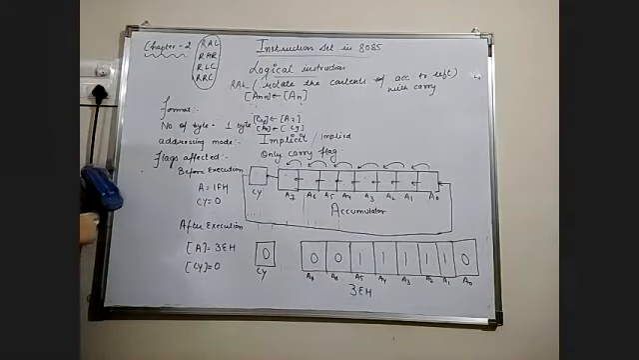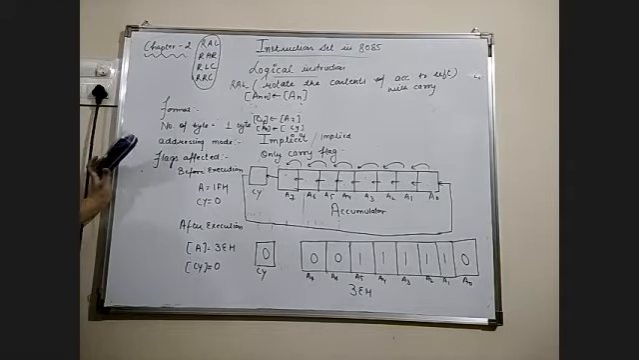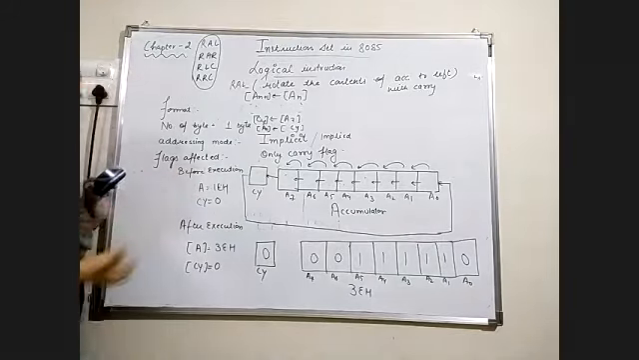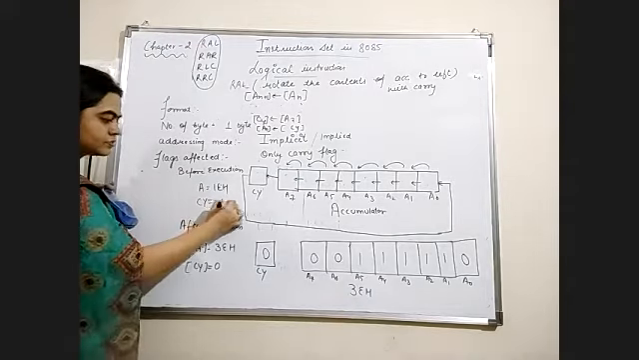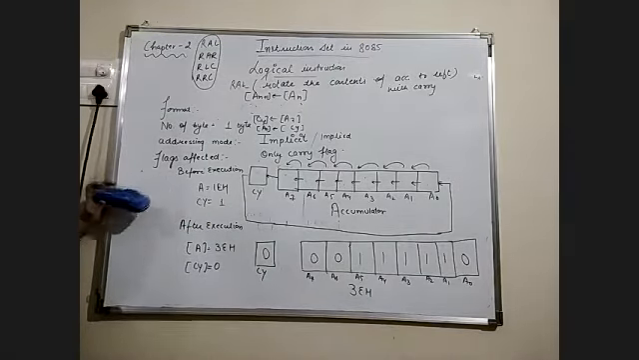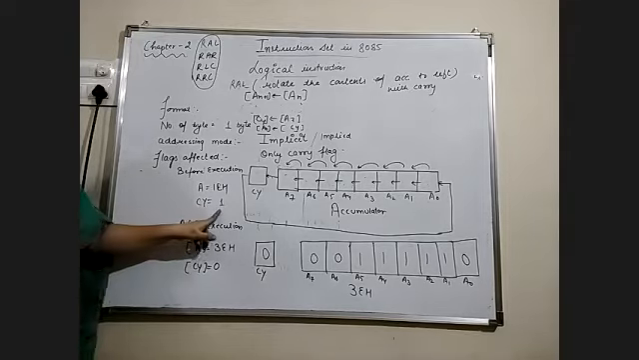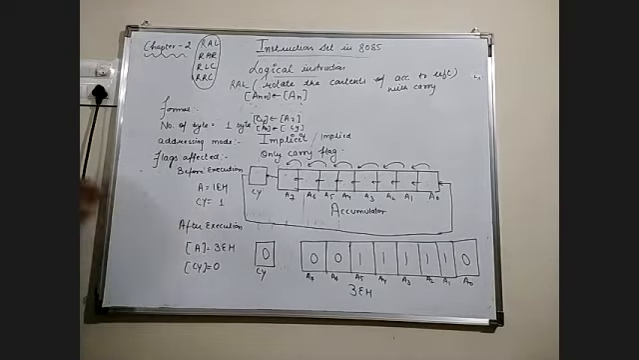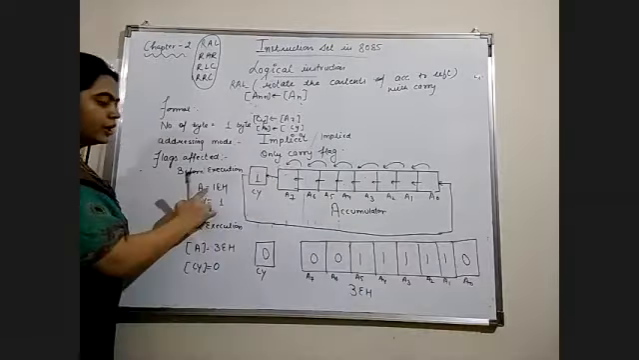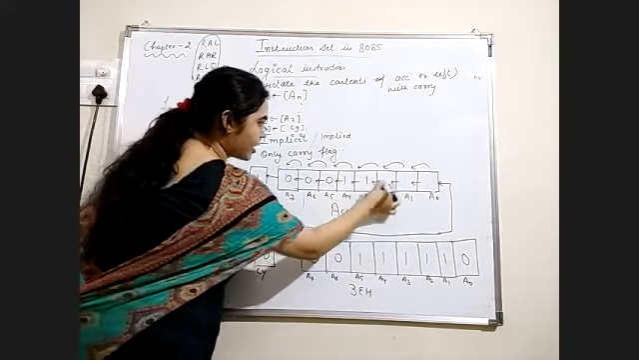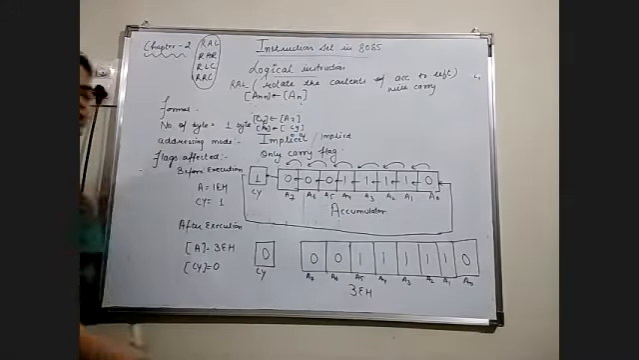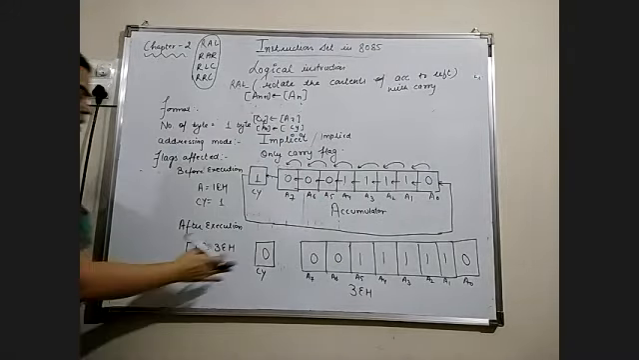Okay, now we can see the example of RAL. Suppose we have an example where the accumulator has contents 1EH and in the carry flag we have value 1. So this is the instruction where A is equal to 1EH and the carry flag has value 1. This is before execution. Now we can see the carry flag has value 1, A has value 1E. So 1E means 0001, E means 1110. Okay. So after execution, now we can see the content.